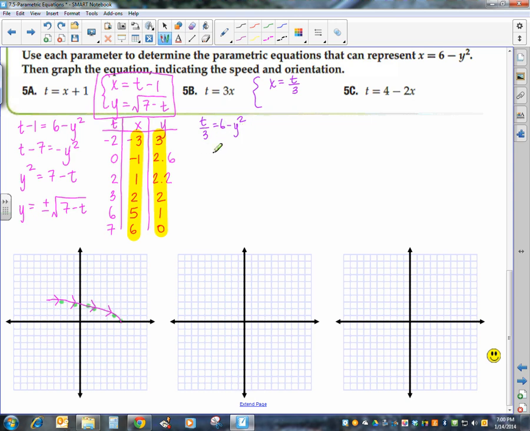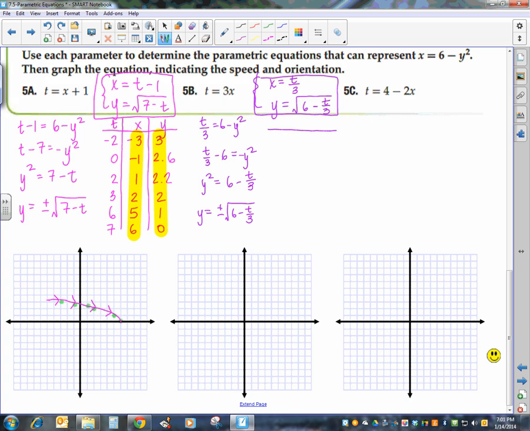So that's going to give me, if I subtract my 6, t over 3 minus 6 equals negative y squared. Just like we did before, y squared equals 6 minus t over 3, and y equals plus or minus the square root of 6 minus t over 3. But I only want the positive, so I'm going to have y equals the square root of 6 minus t over 3. So those are my parametric equations that go along with my rectangular equation there.